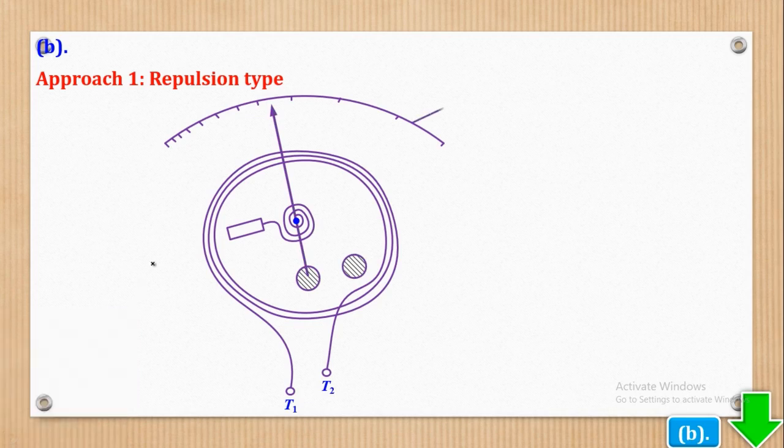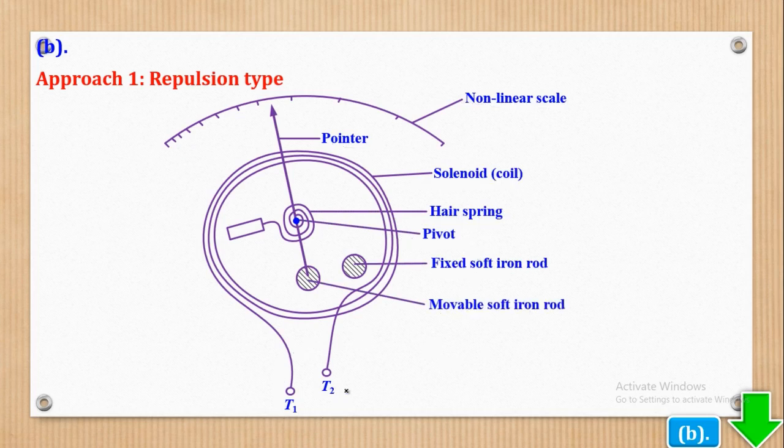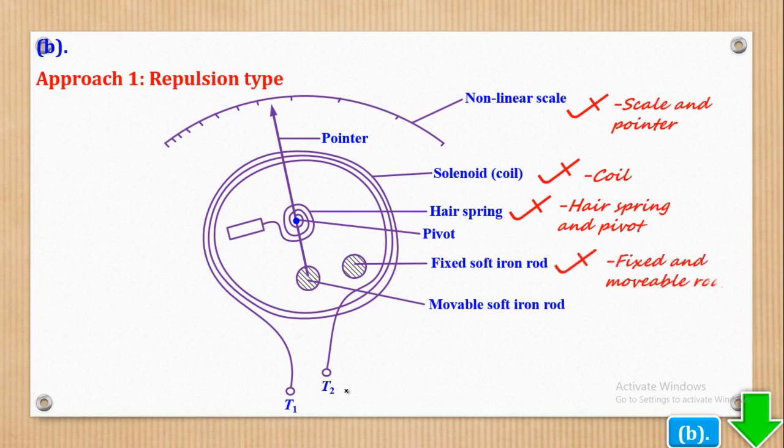So you also need to do some labeling. So this is the non-linear scale. That is why here the spacing is varying. That is the pointer. This is the solenoid, hairspring, pivot, fixed soft iron rod, and movable soft iron rod. And these are the terminals. So that is how marks will be awarded for this slide.